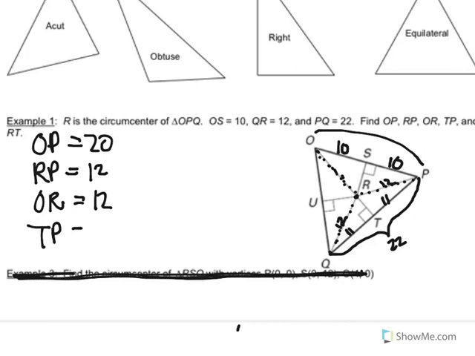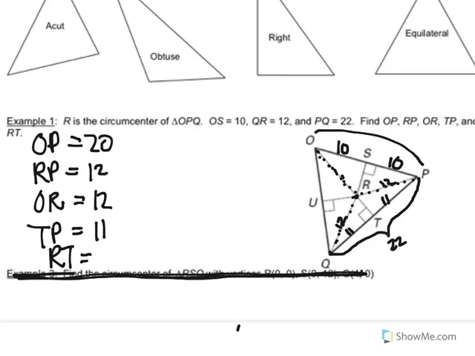TP, not something you're going to use in the bathroom. This is line segment TP. We've figured out it is 11. And then finally, RT, and this is going to be the one that's a little bit challenging. RT is this little side right here. Now, we don't have a way of telling exactly what that distance is based upon just knowing that this is the circumcenter.